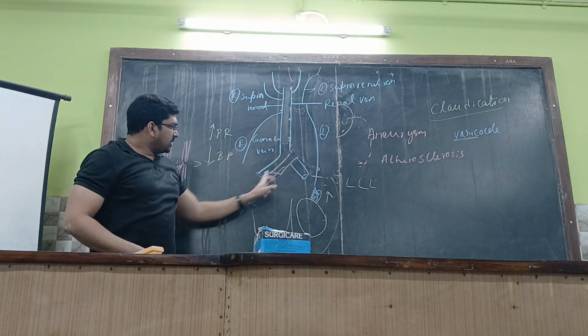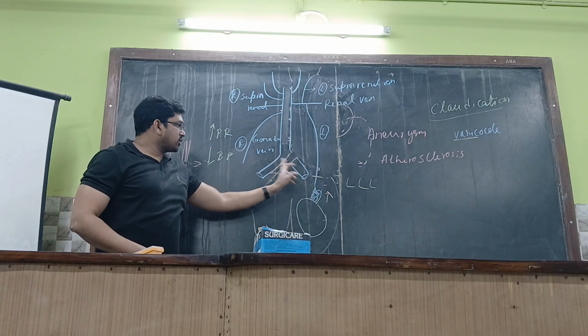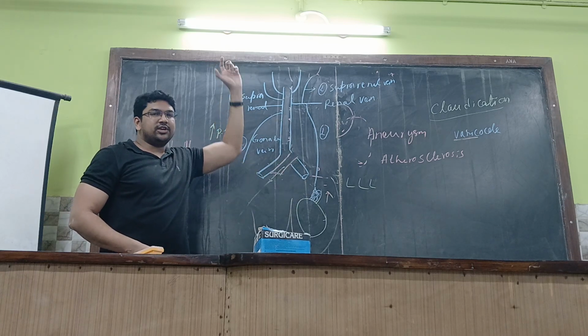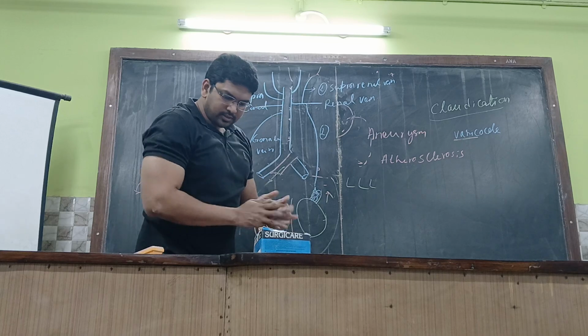And eventually there will be, what are these? Common iliac veins. These are the common iliac veins, which are the formative veins of the inferior vena cava. Okay, this will be discussed again in the lecture class.